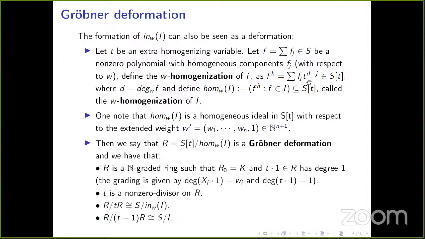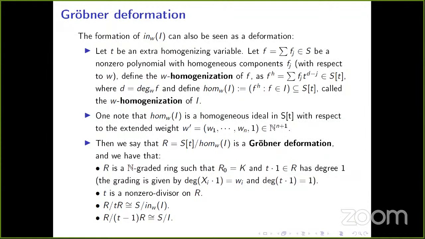Then we say that the ring defined by S[T]/hom_W(I), call it R, is called the Gröbner deformation. In R we have the following: R is an N-graded ring where the zero graded piece is the field K, T has degree 1, and each x_i has degree w_i. In R, T is a non-zero divisor, R/TR is isomorphic to S/in_W(I), and R/(T-1)R is isomorphic to S/I.